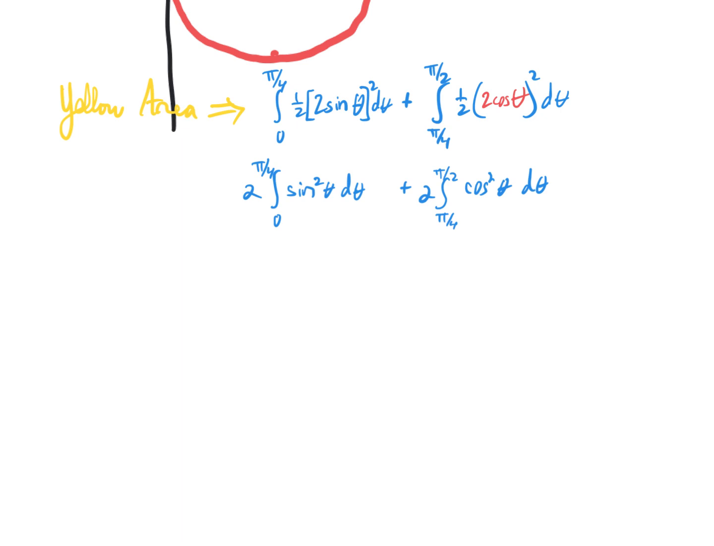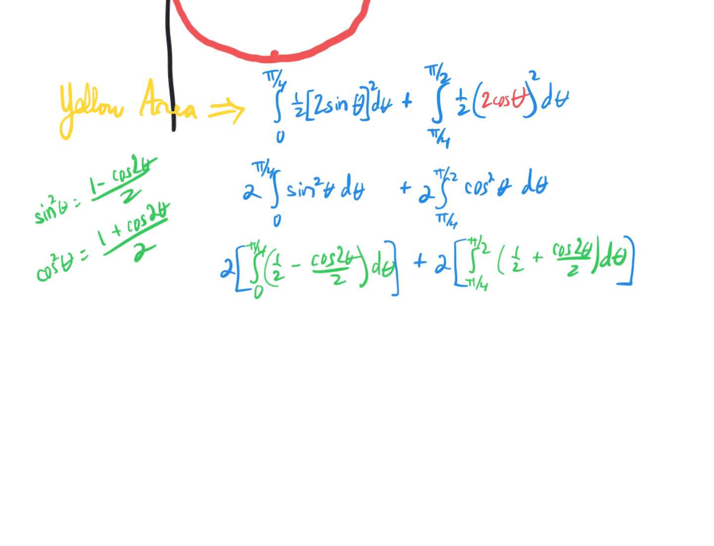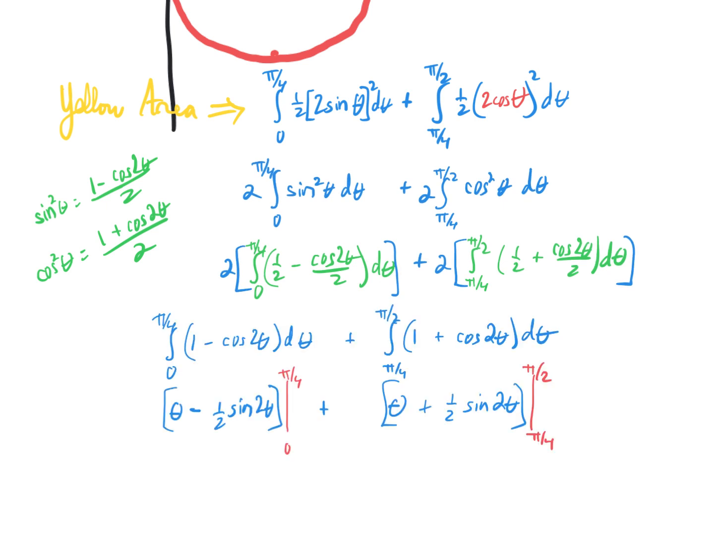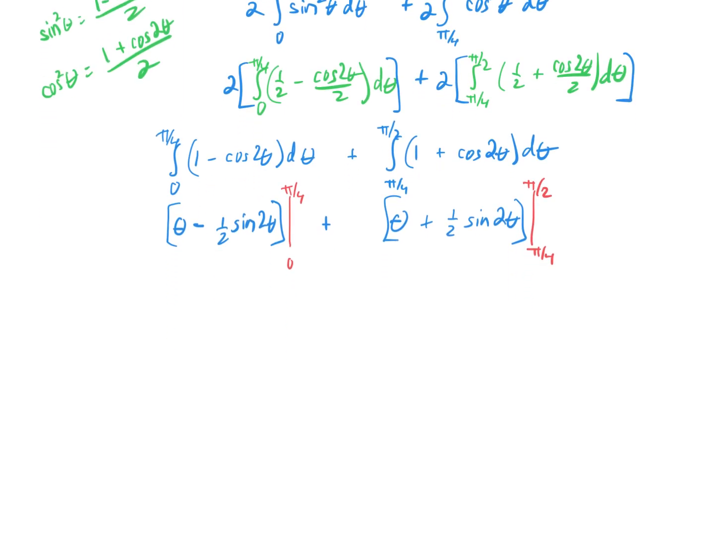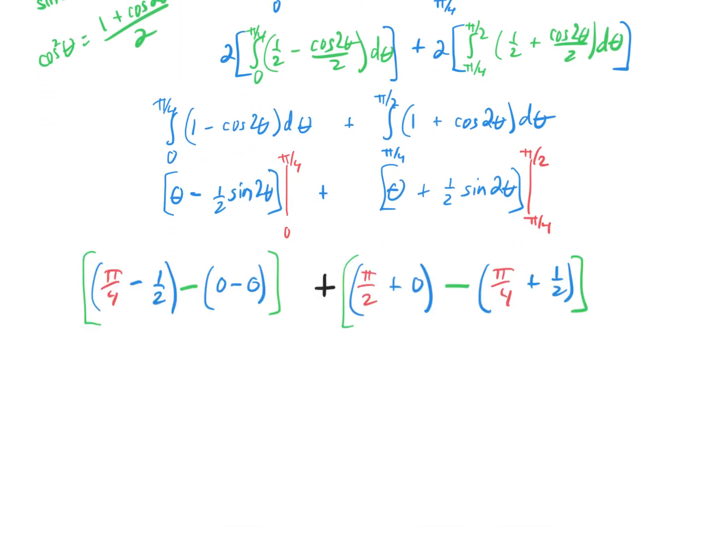Now we'll have to apply those double angle identities. Looks like that. And then continuing to do the integration. And wrapping it up, we end up with pi over 2 minus 1.